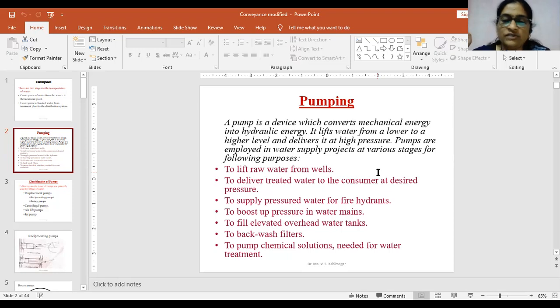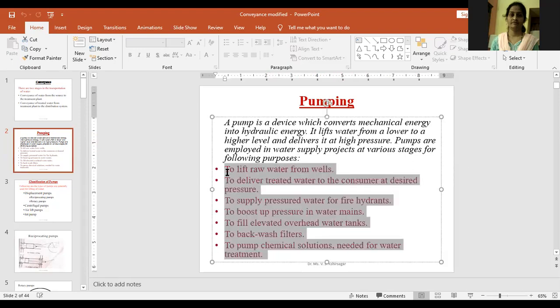Then to backwash filters, we also apply pumps. Then to pump the chemical solutions needed for water treatment. These are the various requirements where we go for the use of pumps. So I request you to write down that part. Pumps are employed in water supply projects at various stages for the following purposes, and you can note these down, please.